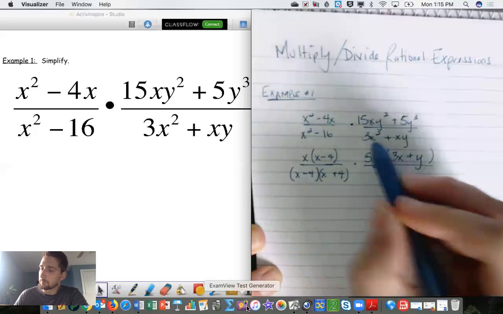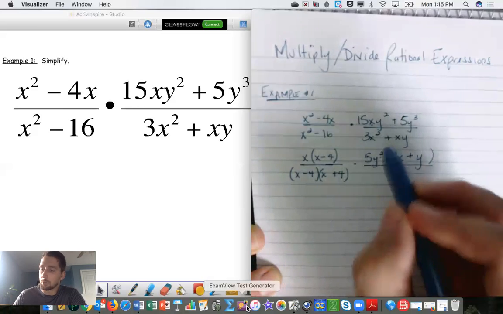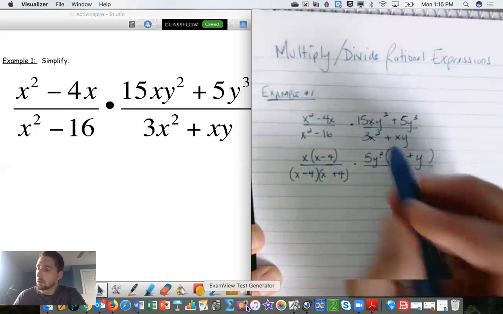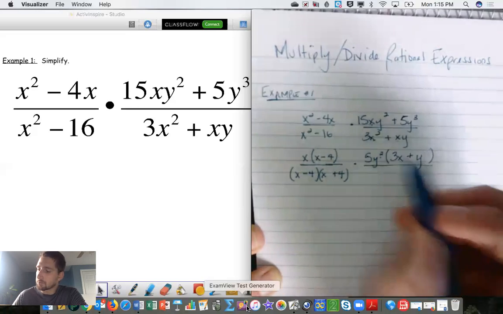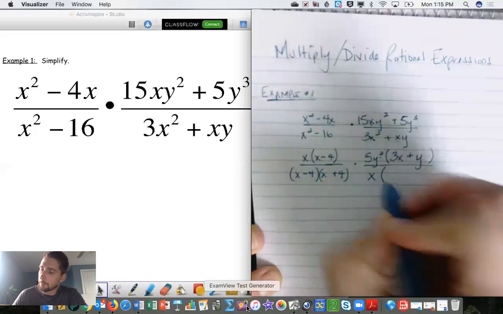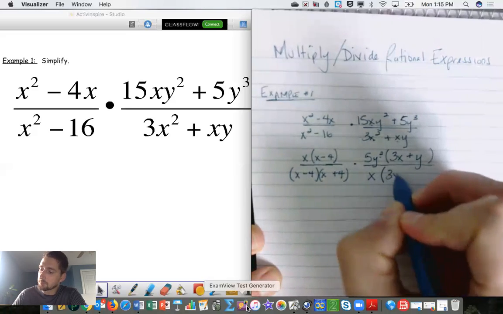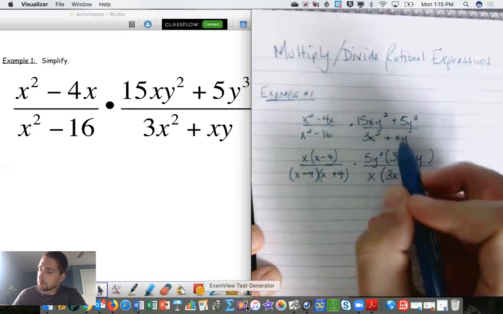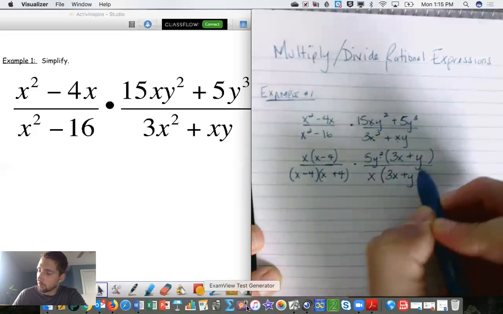In my denominator, I'm looking to pull out a GCF between 3 and 1. Well, 1. X squared or x, I can pull out an x. I'm left with 3x plus y, or 1y.